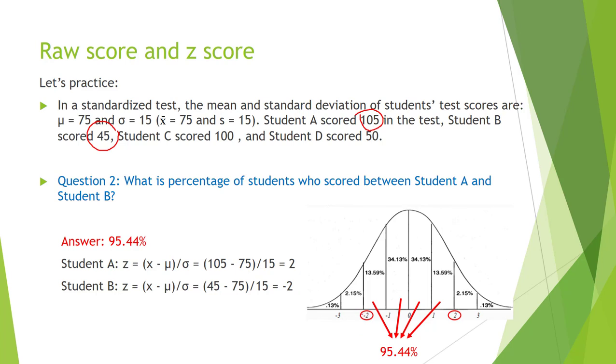So here is student B. Here is student A. And then I'm asking you the percentage of students who scored between student A and B. You need to add these 4 areas, this area, this area, this area, this area all together. If you add them up, you are going to find 95.44%. In other words, 95.44% of students scored lower than student A, but higher than student B.